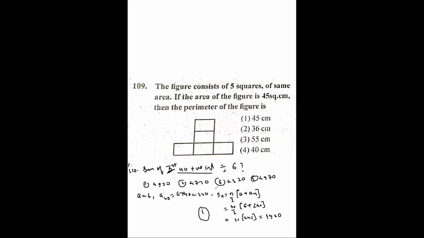The same example on the formula Sn is equal to n by 2 (a plus an) occurred in the 2020 question paper also. But there we had to calculate the value of n using the formula and then substitute the values of a and an. But here directly in the question itself, they have mentioned there are 40 numbers and each number is a multiple of 6. So this is the last question from the 2019 paper.